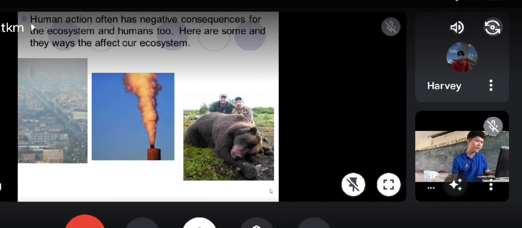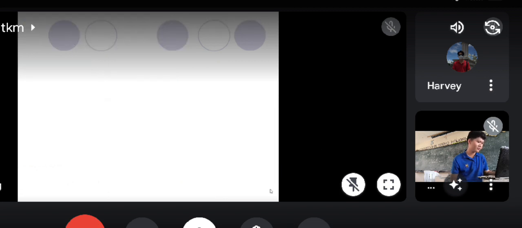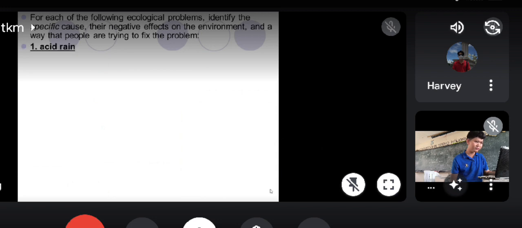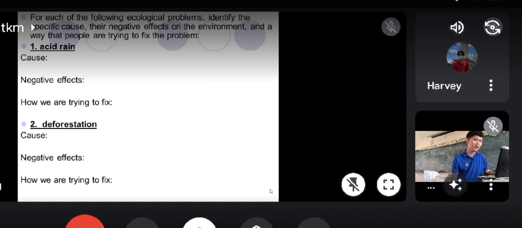Human action often has negative consequences for the ecosystem and humans too. Here are some of the ways that we affect our ecosystem. For each of the following ecological problems, identify the specific cause, their negative effects on the environment, and a way that people are trying to fix the problem.